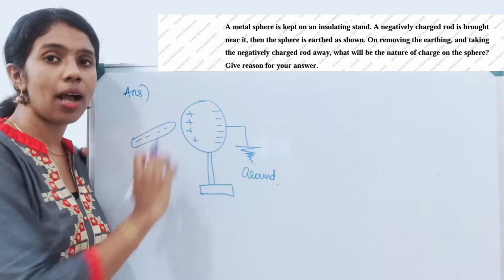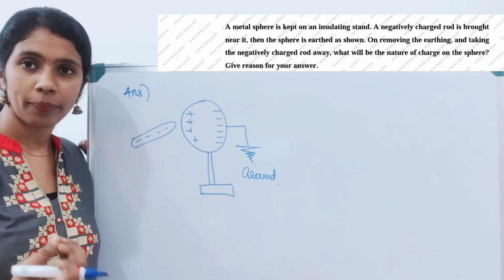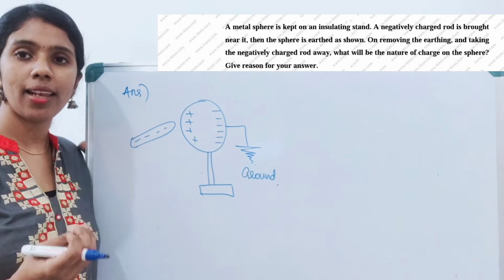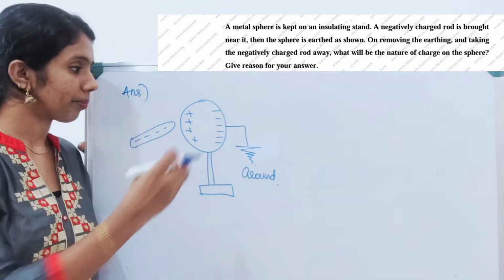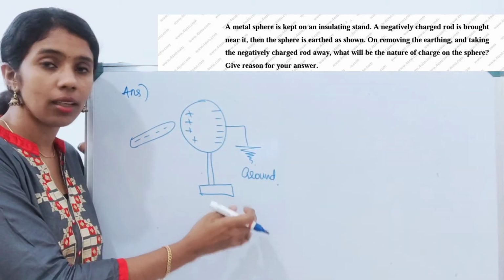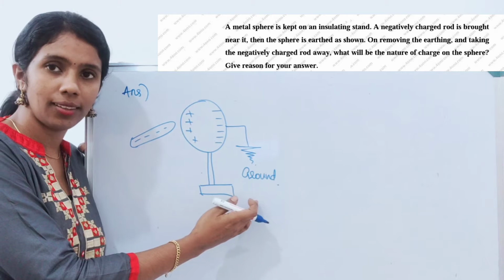Now here it is grounded. As it is grounded, Earth is known as a bank of electrons. There is a higher concentration of electrons in the Earth. As a result, electrons always move from the metal sphere to the Earth. All the electrons move to the Earth.